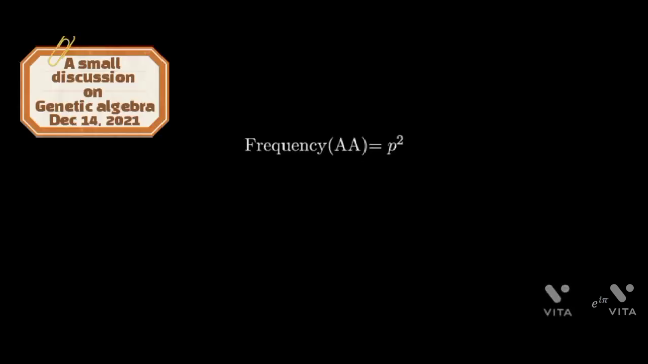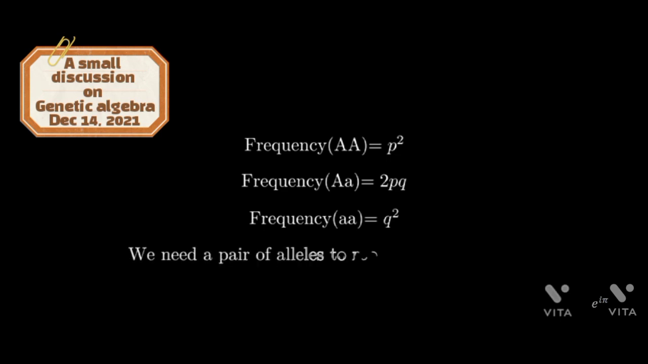P square. Capital A small a is 2pq and small a has a frequency of q square. Now just as a side note, we need a pair of alleles to represent a character in this case. Now before proceeding further, let's try to understand what is meant by a basis.